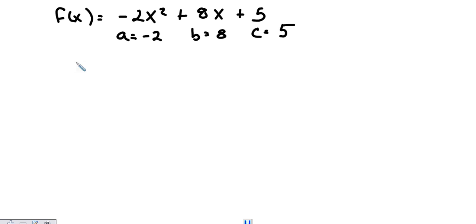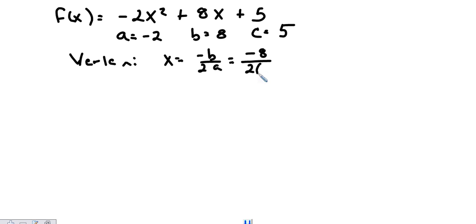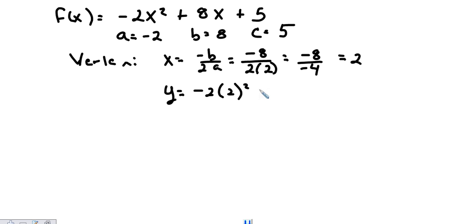So find the vertex. I'm changing it to vertex form after all. So my vertex: x equals negative b over 2a. So negative, my b value was 8, divided by 2 times my a value, that was negative 2. Negative 2 times 2 is negative 4, and negative 8 divided by negative 4, negative over negative is positive, is 2. So I have found my x value. Now let's substitute that back in and find y. Y is equal to negative 2 times 2 squared plus 8 times 2 plus 5. I've substituted the 2 for both of my x's.